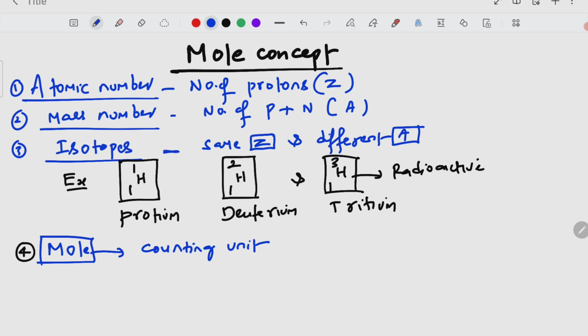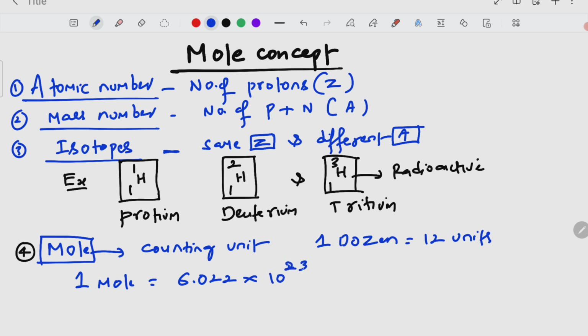Where do we use mole? For example, in day-to-day life, we know 1 dozen is equal to 12 units. Similarly, here 1 mole is equal to 6.022 into 10 power 23 particles.